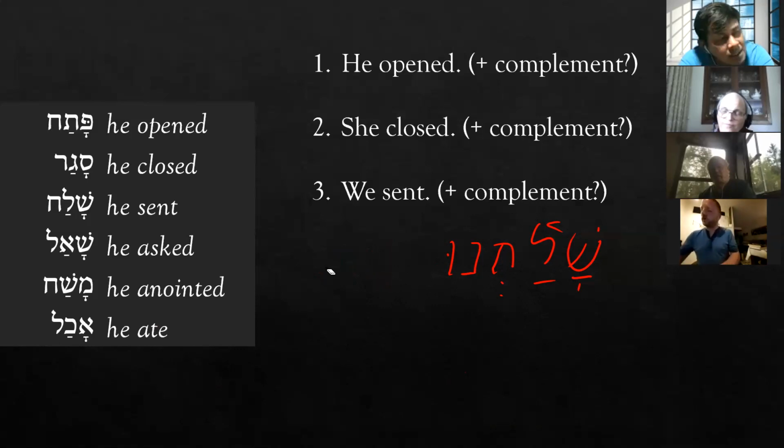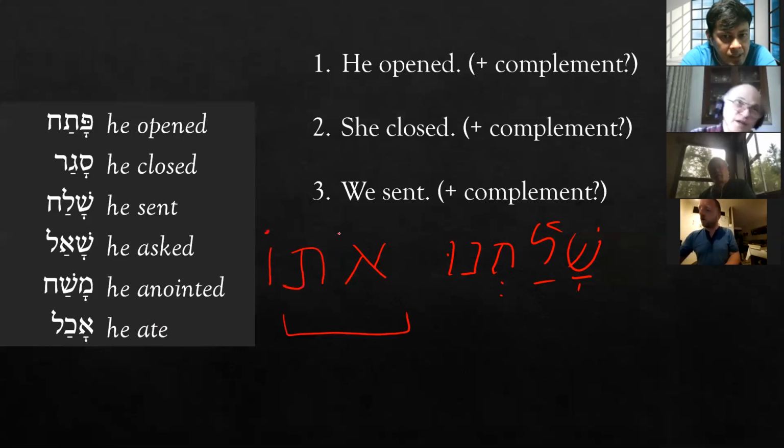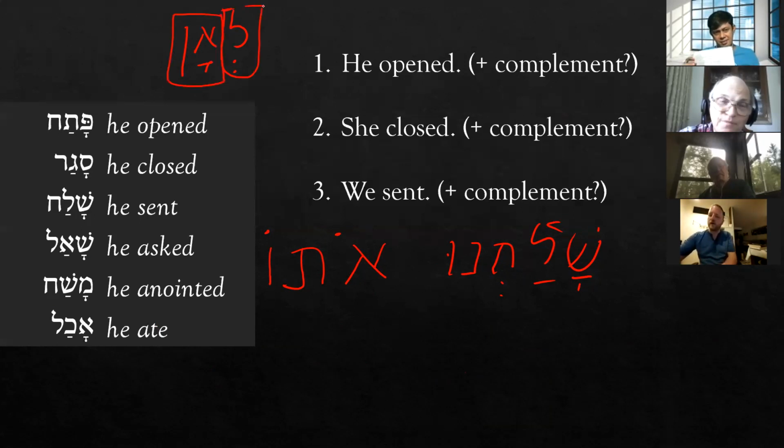Shalachnu, do you remember him? It uses the preposition et, and we add the him particle on the end: oto. Shalachnu oto. Okay, le'an, this is a question, to where? Le means to and an means where. Le'an shalachnu oto. Where did we send him to?